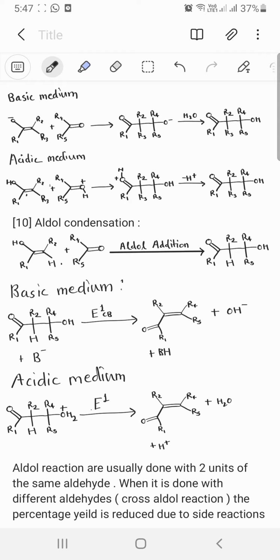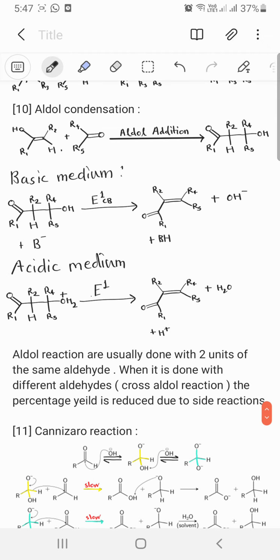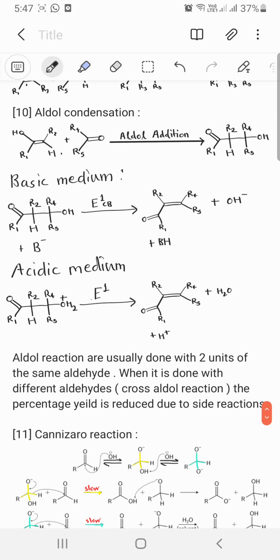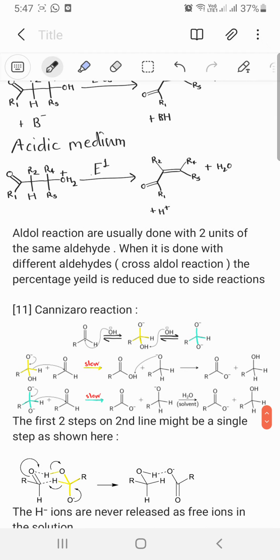Oh, acidic medium. So this works in basic medium because that hydrogen is acidic. Okay. And in acidic medium because of that OH group. Yeah. So that's aldol condensation. Cool. Okay.